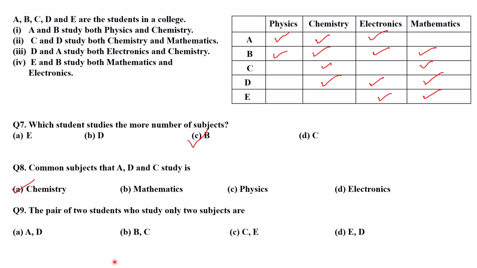Then the pair of two students who study only two subjects. So only two subjects studied by C and E. So the correct option is option C. So like that, wherever required, you see here I drew the table and it makes my work easier, isn't it? So like that you have to think, and if any diagram is needed, you draw it. It will make your work easier. Okay, now moving to next question.